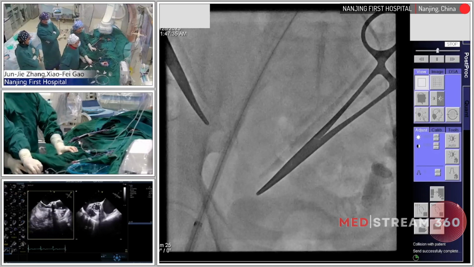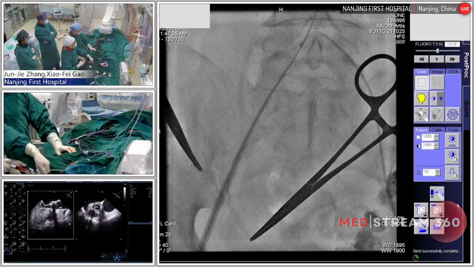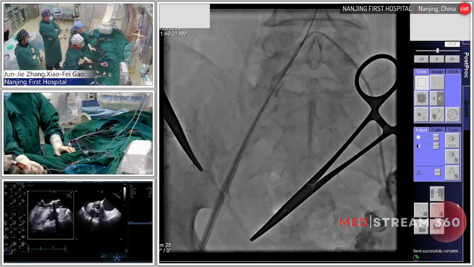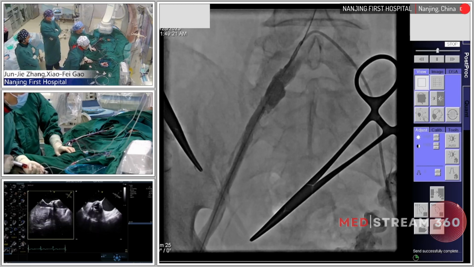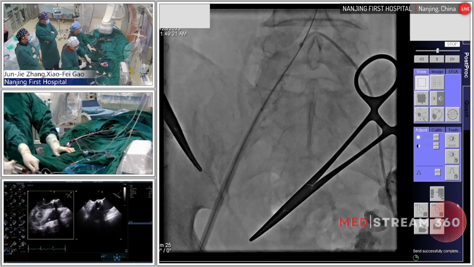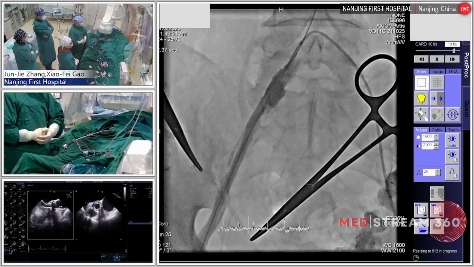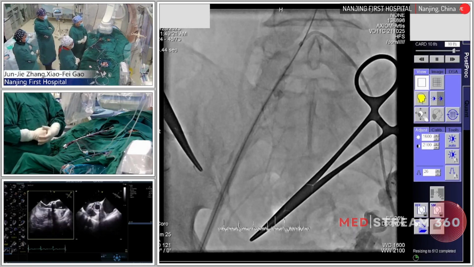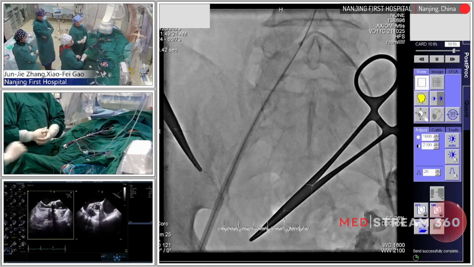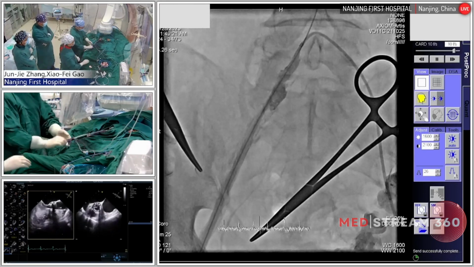Okay, let me take a look. Ready? Yes, looks good. I think it's a type B dissection. What do you think? Yeah, it's a type B dissection without flow limitation. I think we can leave it. Okay, good. Now I will pull out the sheath.